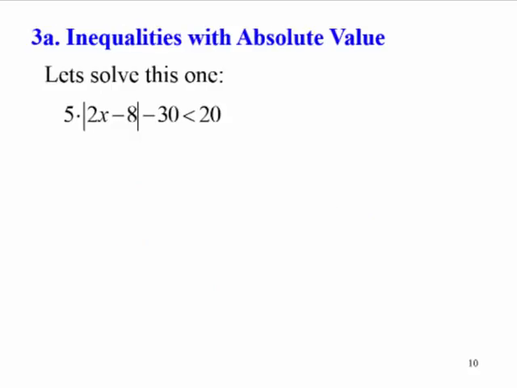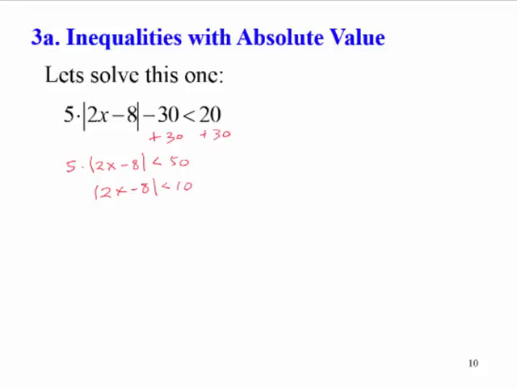If we have something like this, again, we just solve for the absolute value. So we add 30 to both sides, and we get 5 times the absolute value of 2x minus 8 is less than 50. We divide by 5. The absolute value of 2x minus 8 is less than 10.